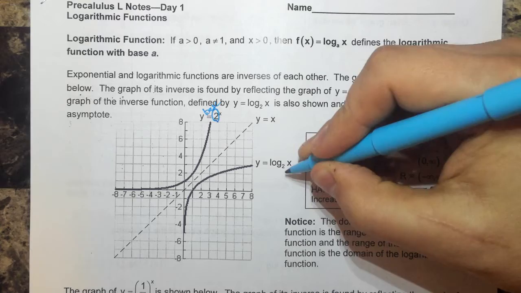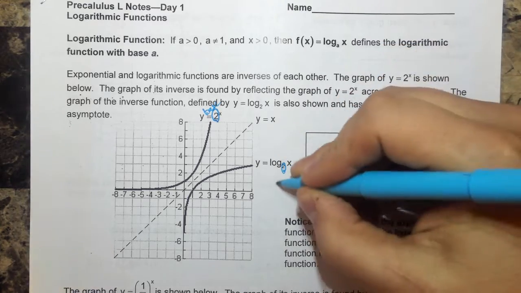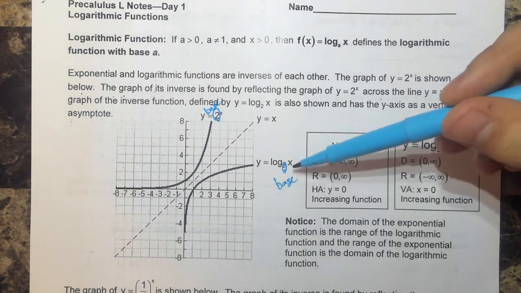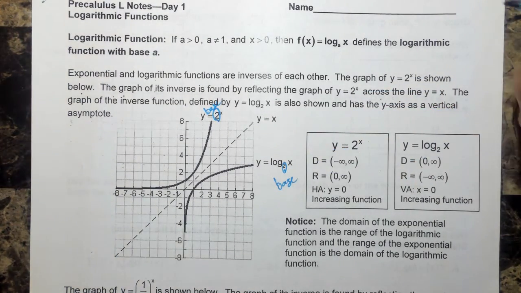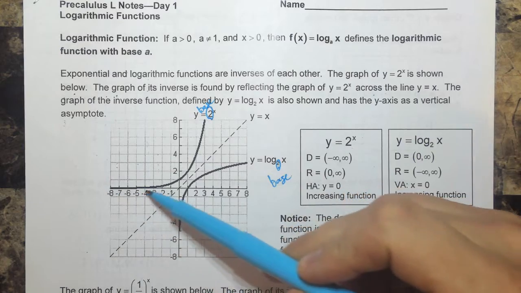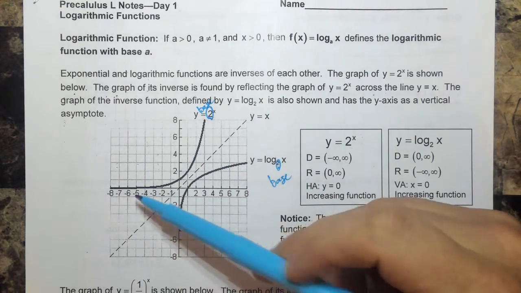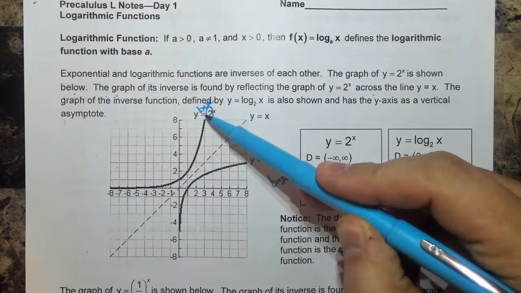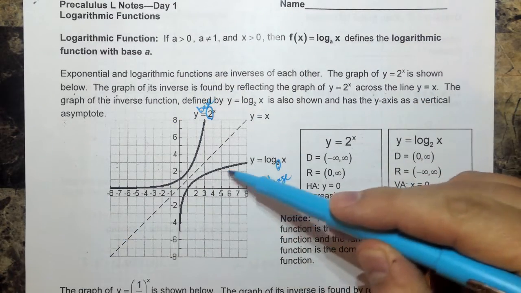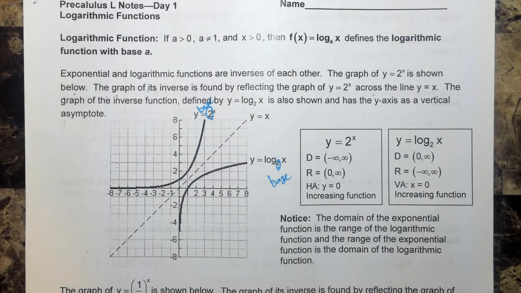A logarithmic function also has a base. That basically means that parent functions are based off of what the base is. So when the base is something greater than 1, we get something that looks like this. If our exponential function, this is 2 to the x, we're pretty familiar with that one, is here, then we reflect it across the line y equals x, we get the logarithmic function, which is right here.